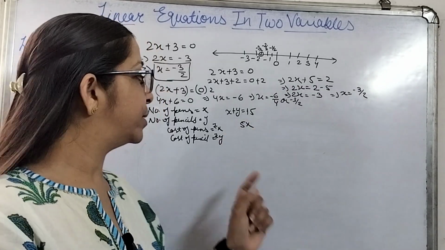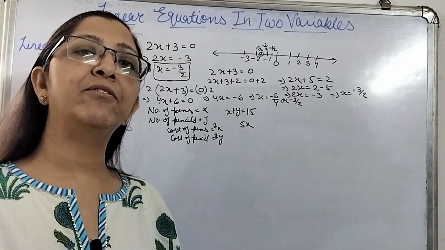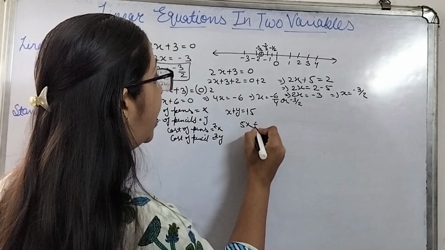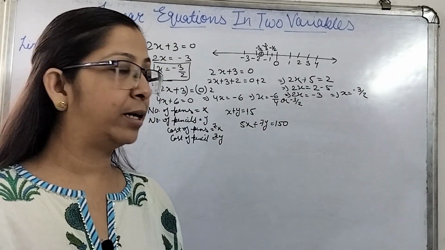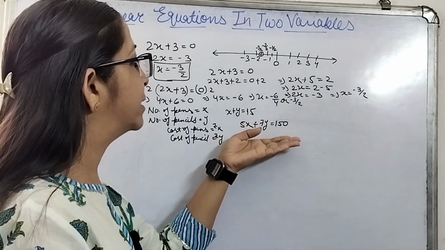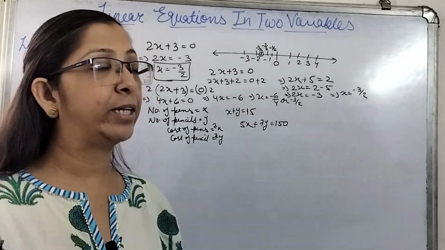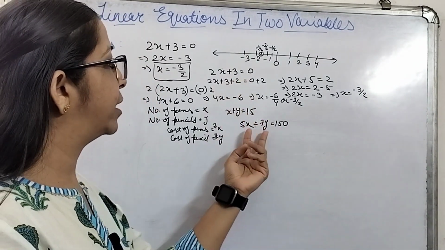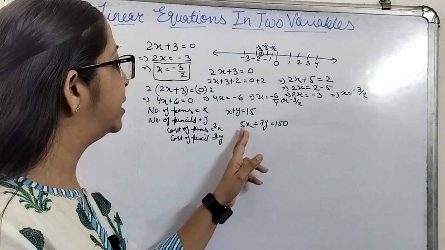And suppose I have purchased 7 pencils. The cost of one pencil is y, so the cost of 7 pencils will be 7y. And if I have paid a total of 150 rupees to the shopkeeper, then the equation will become 5x plus 7y is equivalent to 150. So these types of equations, where there are two variables and the degree is 1, are known as linear equations in two variables.